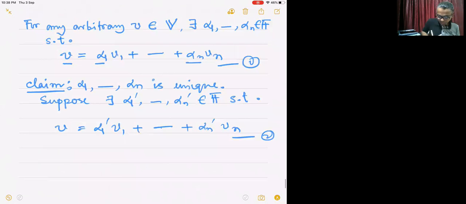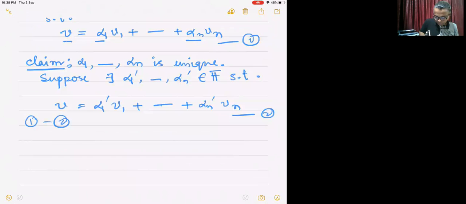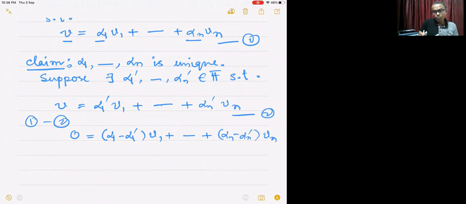So if I subtract equation 2 from 1, what we get is v minus v on the left hand side. So it's the zero vector. That is equal to (alpha 1 minus alpha 1 prime) into v1 plus ... up to (alpha n minus alpha n prime) into vn. Right? Now we come back to our idea of linear independence. So here is a linear combination of linearly independent vectors that goes to 0, right? But what we know about linearly independent vectors is that the only linear combination that can go to 0 is the trivial linear combination.